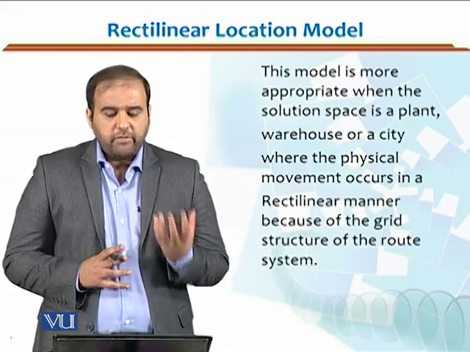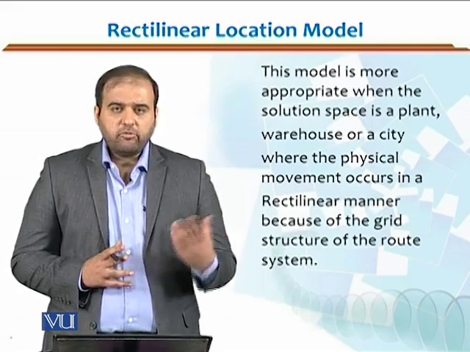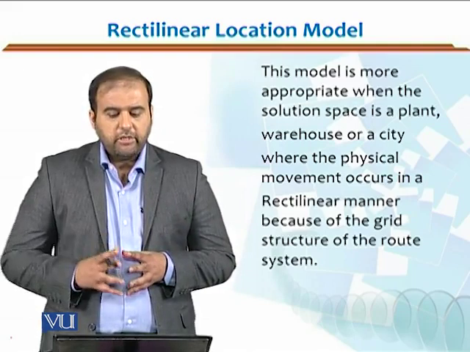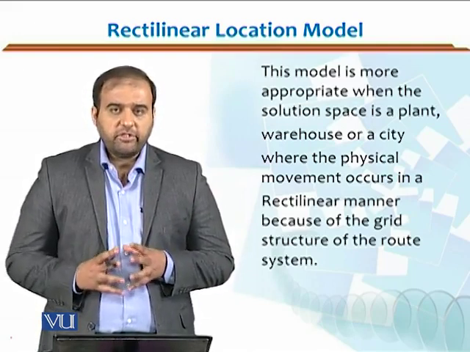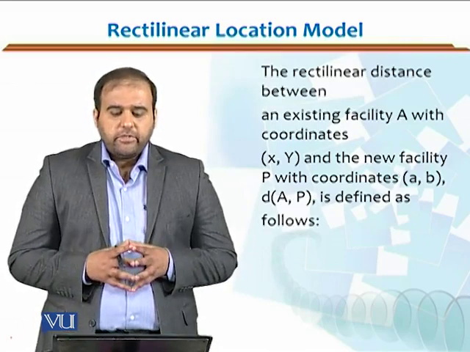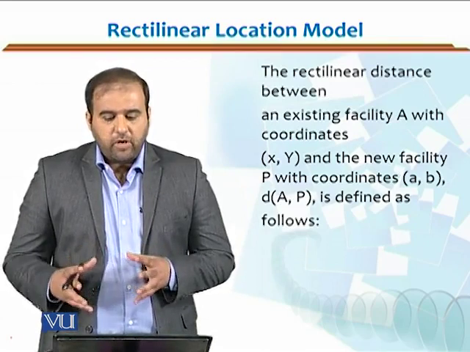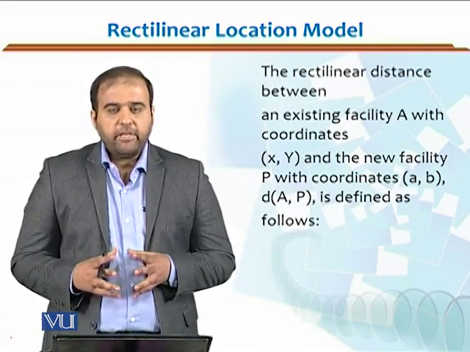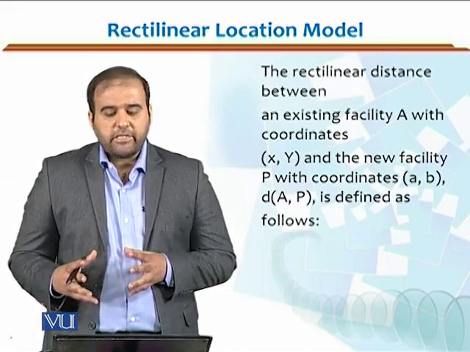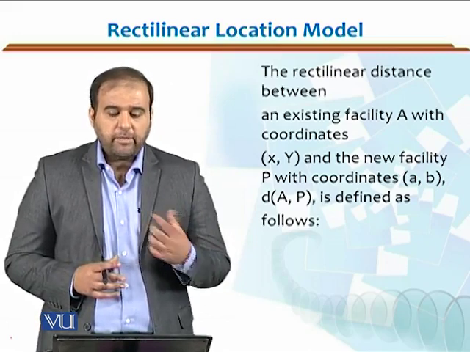आपने physical movement देखनी है और आप लोकेट करना चाह रहे हैं कोई वेयर हाउस, कोई प्लांट, कोई लेट्स से, तो उसके लिए ग्रिड स्ट्रक्चर ऑफ द राउट सिस्टम इज एक्चुअली इंपॉर्टेंट. The rectilinear distances between an existing facility A with coordinates x and y and the new facility P with coordinates A and B. So DAP is actually defined as follows. तो आपके पास coordinates होंगे x, y.